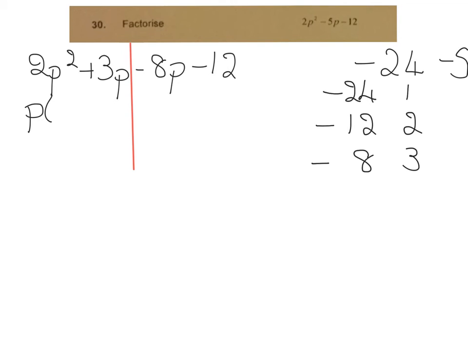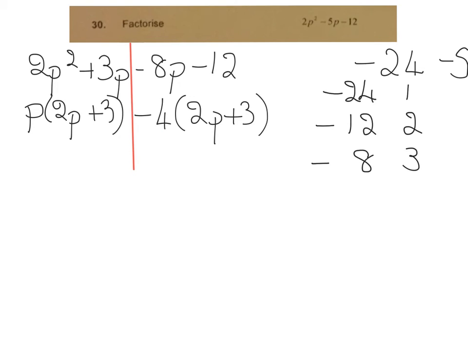P times something equals 2p squared. That's got to be 2p. P times something is 3p. That's just 3. Then we know that we need to match up bracket-wise. So what I'm looking for on the bracket on this side is also 2p plus 3. So what's going to go outside? So we need 2p multiplied by something that is minus 8p. That means it's got to be a minus 4. And just to double check, minus 4 times 3 is minus 12. So we're back to what we want it to be.